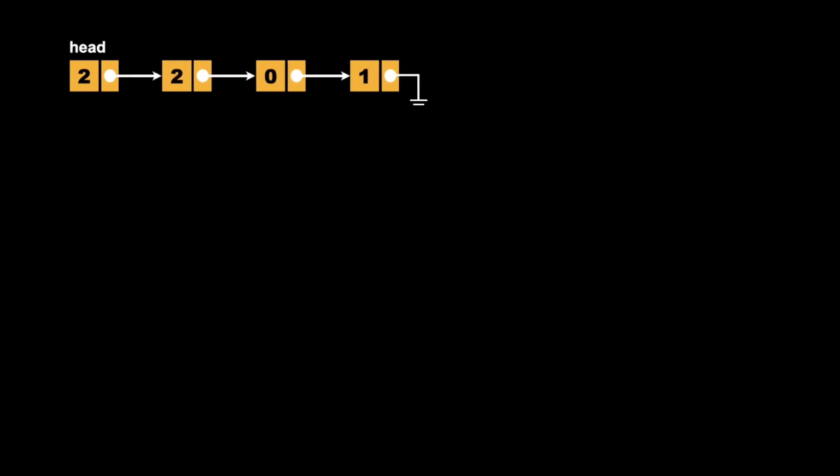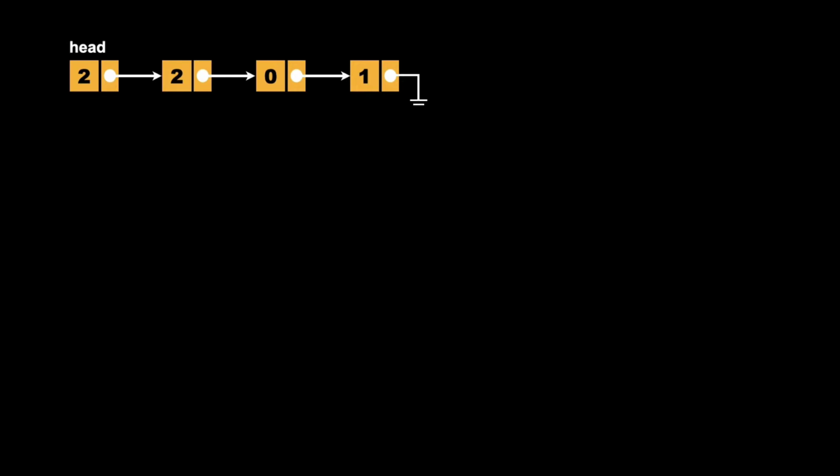So now let's have a look at the approach to solve this particular problem. Let's consider the same example as given in the question where the linked list contains 2, 2, 0, 1. The intuition behind solving this problem is that we maintain count variables to count the number of zeros, ones and twos in the linked list.